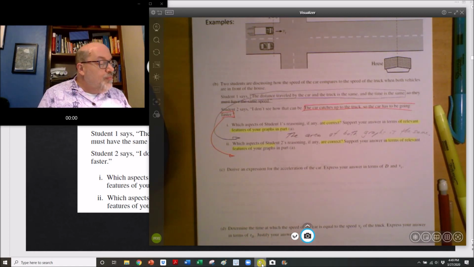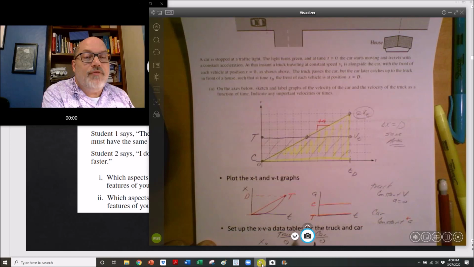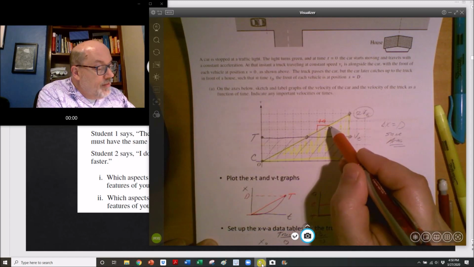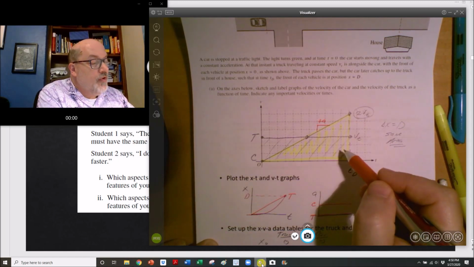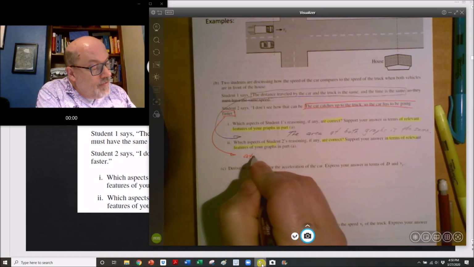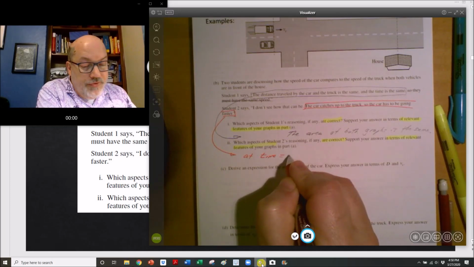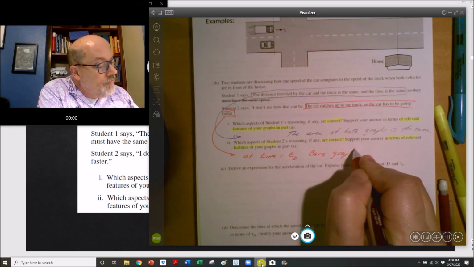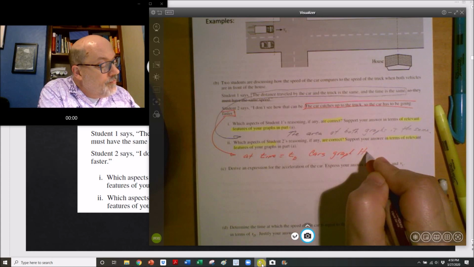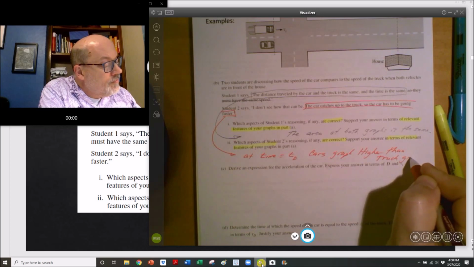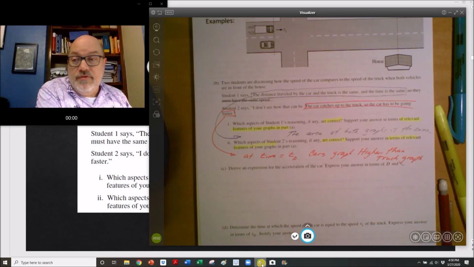And then, how can we prove that from the graph? How can we prove that in this graph that the car is going faster? Well, it's because the car's graph is above the truck's graph. So you just say at time equals t_d, car's graph higher than truck graph. Or it's above the truck's graph. All right? Piece of cake.